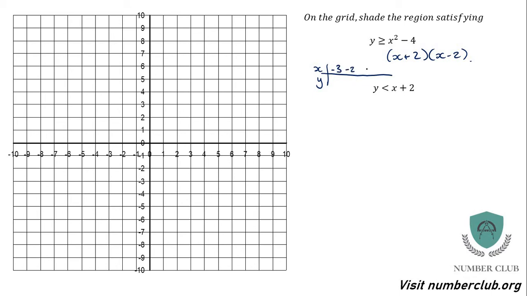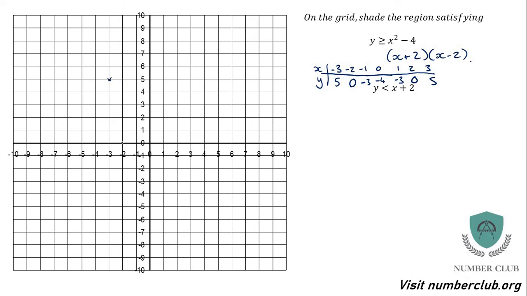Negative 3, negative 2, negative 1, 0, 1, 2, and 3. So when we've got negative 3 squared is 9, take away 4 is 5. Negative 2 squared is 4, take away 4 is 0. Negative 1 squared is 1, take away 4 is negative 3. 0 squared, take away 4 is negative 4. Negative 3, 0, and then 5. Okay, so we've got negative 3, 5.